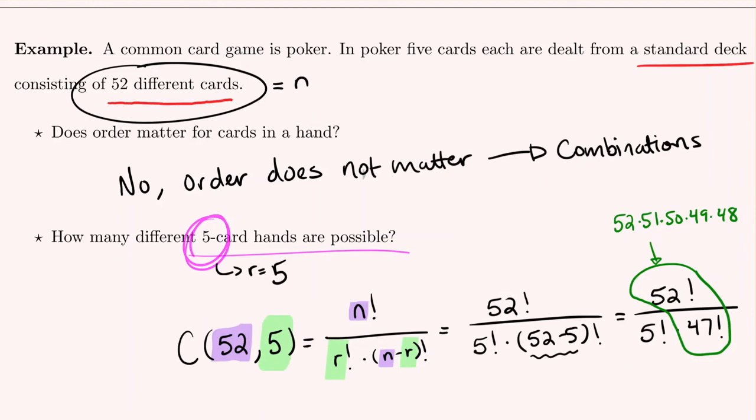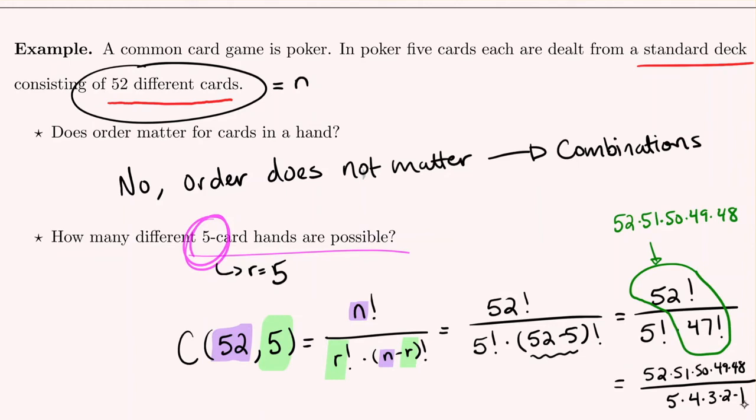Now, 5 factorial, we need to rewrite this. So at the top, we have 52 times 51 times 50 times 49 times 48. That's what did not cancel. The bottom canceled perfectly. The 47 factorial canceled with the 47 factorial at the top. And then we're left with 5 factorial below. Now, with practice, you're going to associate 5 factorial as 120.